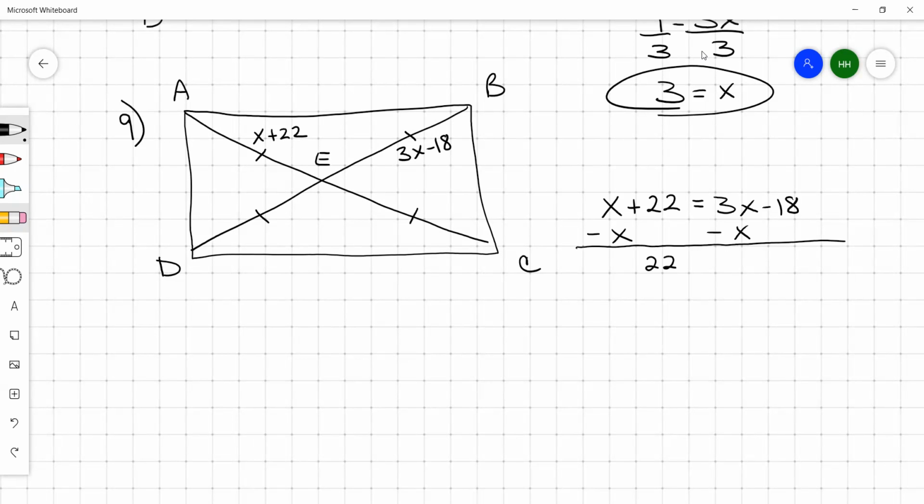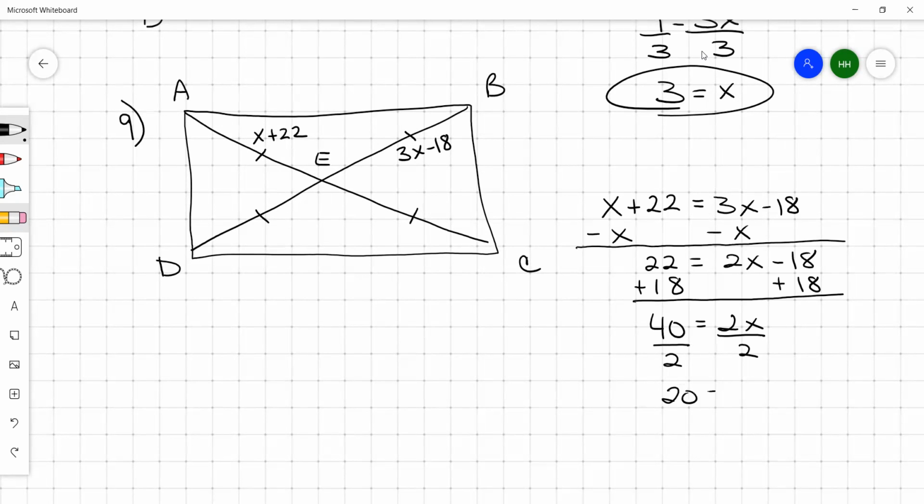So 22 equals 2x minus 18. Add 18. 40 equals 2x and divide by 2. And it looks like 20 equals x. When x is equal to 20, this shape is a rectangle.